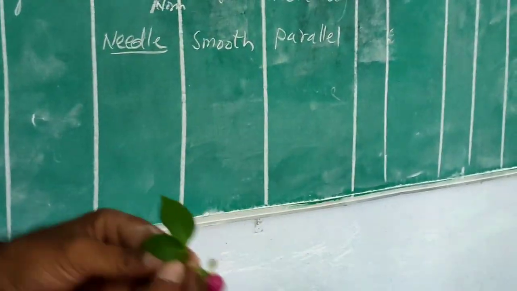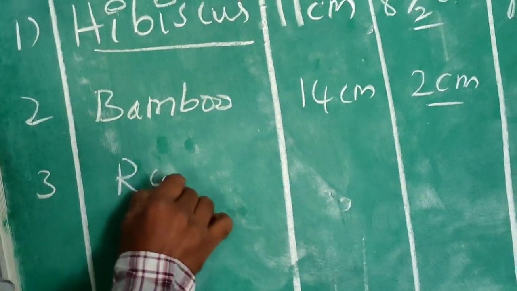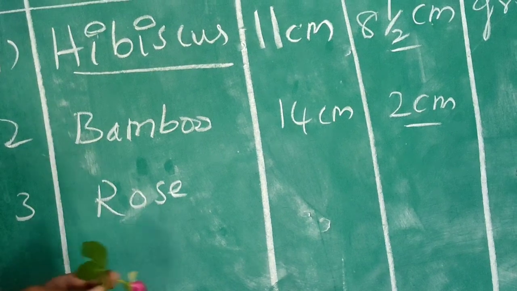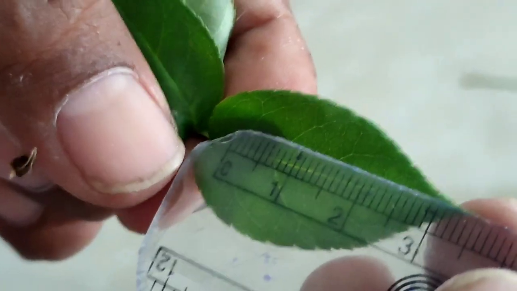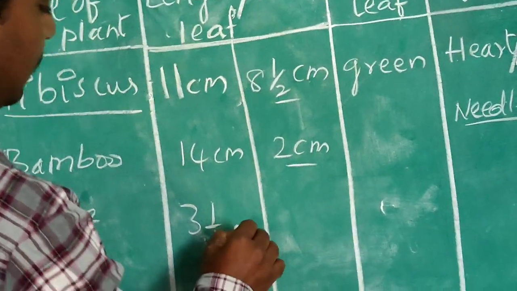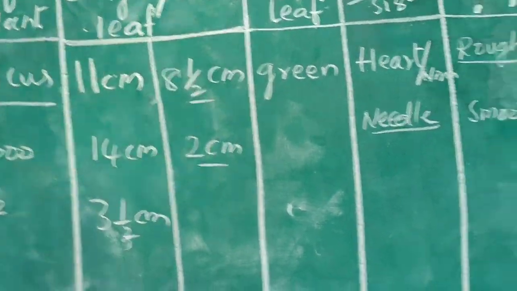Now we can observe the rose leaf. Third one, rose leaf. So what is the length of the rose leaf? It's very small in size, but it has 3.5 centimeters length.